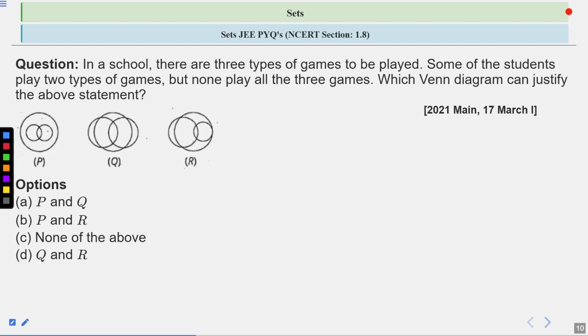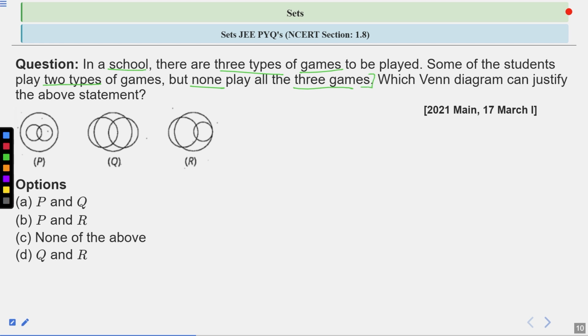Okay. Now this question is simply related to Venn diagrams. So the question says, in a school there are three types of games. Some students play two types of games, but none plays all the three, meaning that we do not have a student who plays all the three games. Clear?